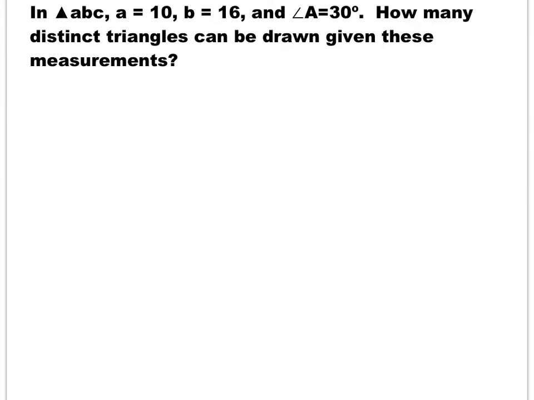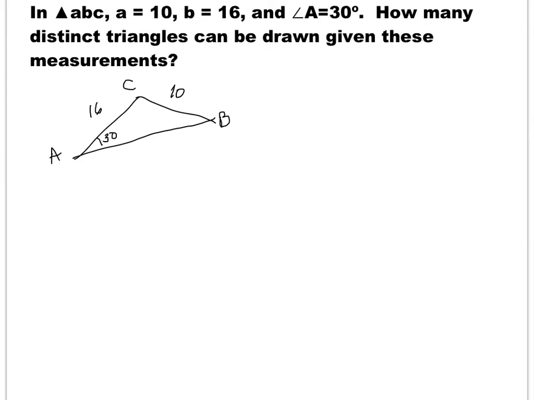In the next example, we have a triangle ABC again. So this is our triangle ABC. Angle A is 30 degrees, so this is 30. Side a, which is in front of vertex A, is 10, and side b, which is in front of vertex B, is 16. We are supposed to find the number of distinct triangles that can be drawn given these measurements.